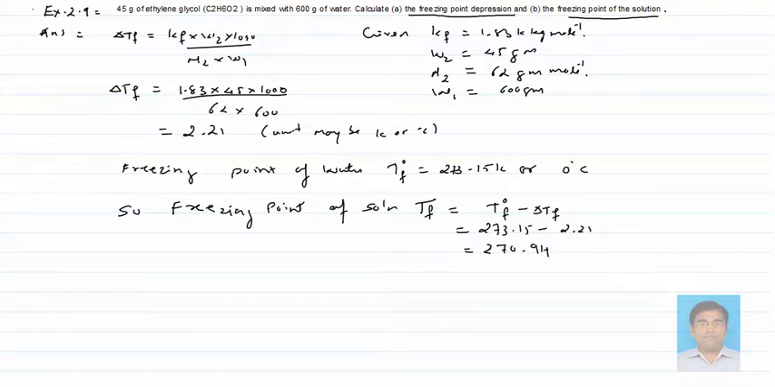Unit is Kelvin. For degree Celsius, TF in degree Celsius equals 0 degree minus 2.21. Answer is minus 2.21 degree Celsius. This is the answer.